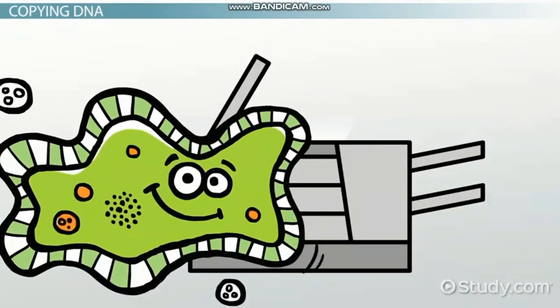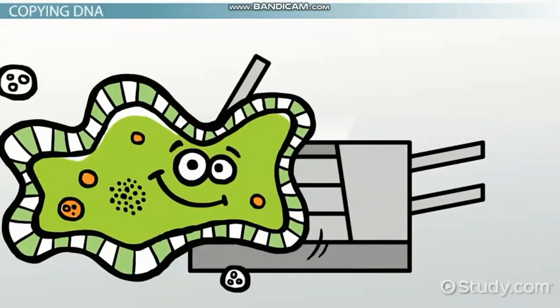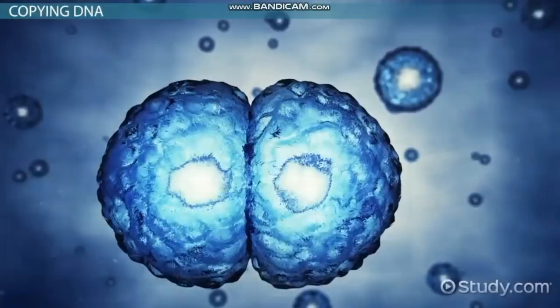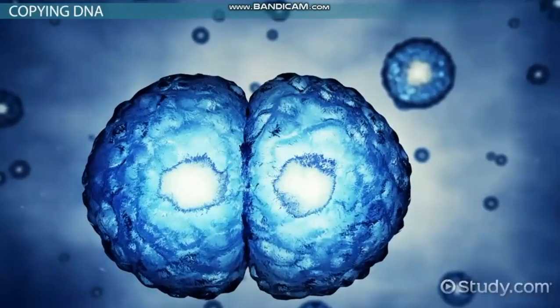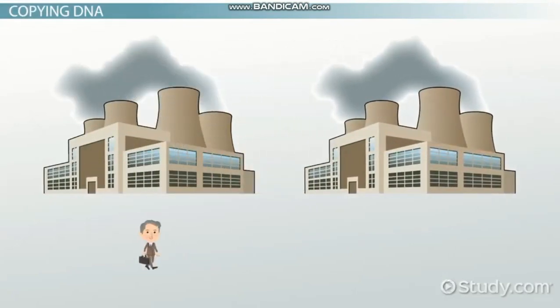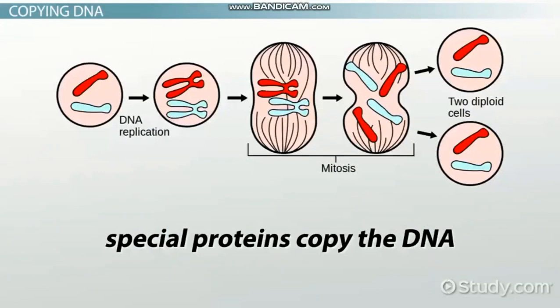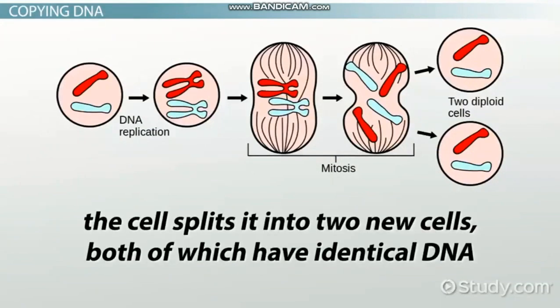Sometimes, cells need to make copies of the master plans of a cell, or the DNA. When a cell needs to divide or make a copy of itself, maybe so an animal can grow or a wound can heal, it must make a copy of the DNA first. We wouldn't build a new factory without having another boss to run it. Special proteins copy the DNA, and then the cell splits into two new cells, both of which have identical DNA.